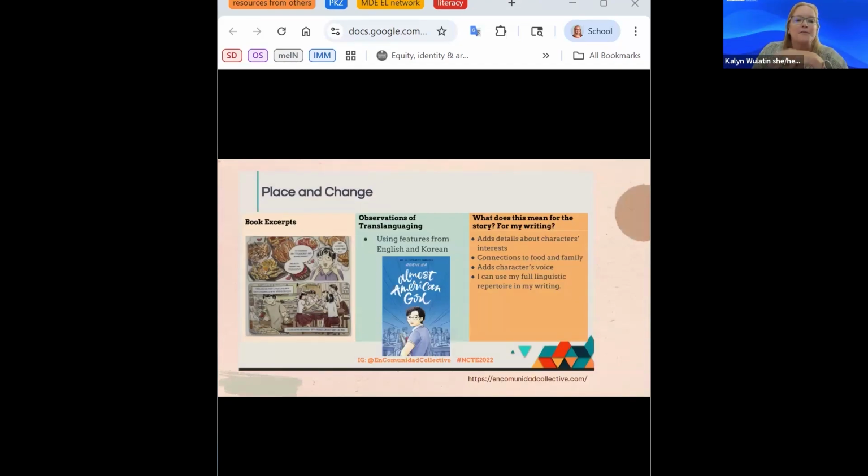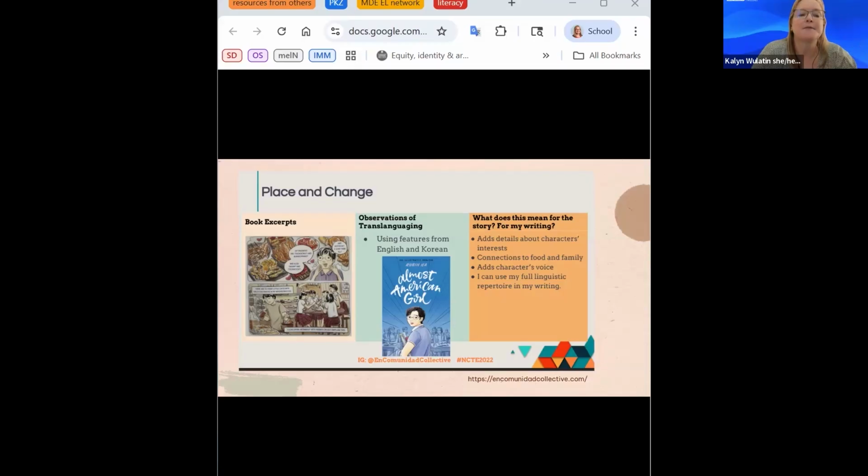This is coming from the authors of En Comunidad, and they show a bunch of books that have translanguaging in them, and then they have the students talk about what does this mean for us as writers, right? So here were students in a middle school and looking at this graphic novel. They were talking about the themes of place and change. That's why that's up there. And as they look through, what were their observations of translanguaging? So they would say, okay, this book has features from English and Korean, and they would cite things around that. And then what did it mean about the stories? What was it doing in the stories?